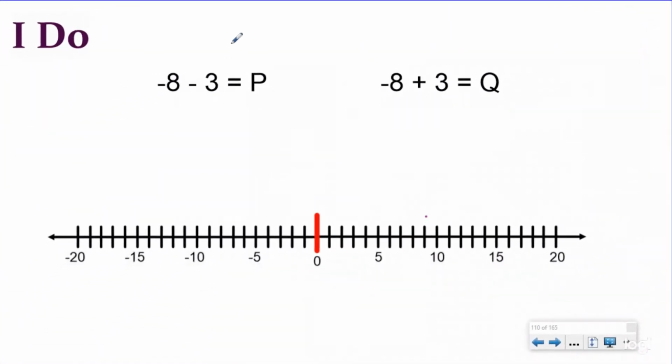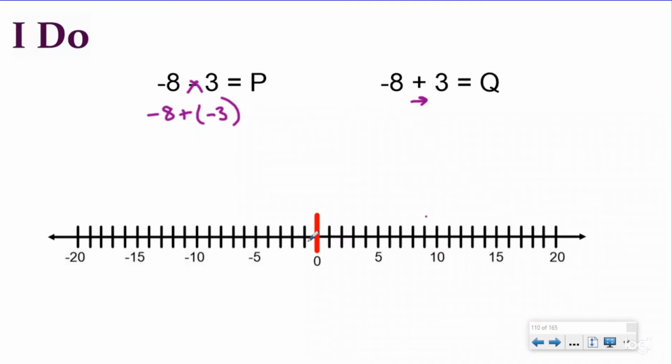So let's take a look at two I do problems. Here we have negative 8 minus 3, and here we have negative 8 plus 3. In our first one, we want to move to the left 3 spaces, and in our second one, we want to move to the right because we're adding a positive. So I'm going to rewrite this as negative 8 plus negative 3, because subtraction's dead. We want to rewrite this as adding the opposite. So we add, and then the opposite of positive 3 would be negative 3.